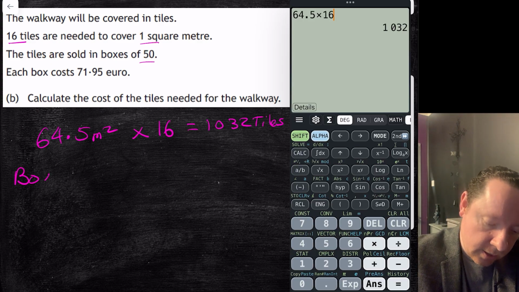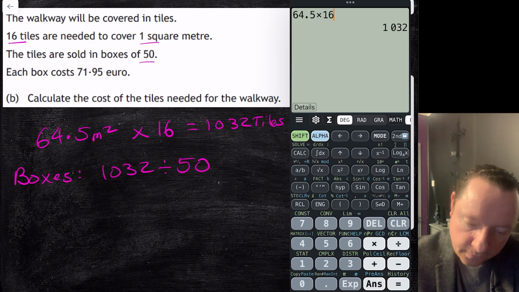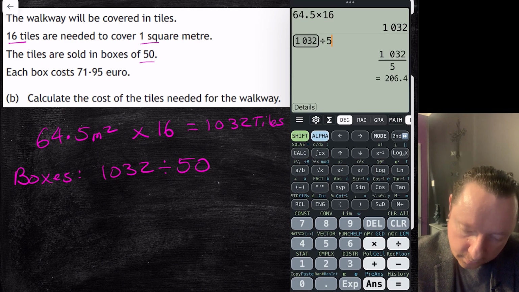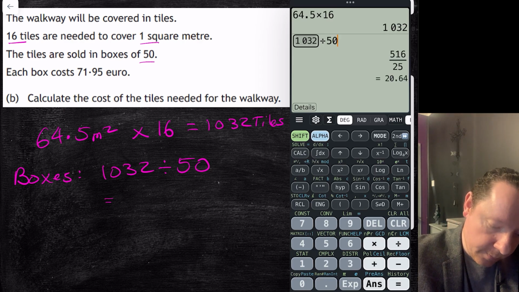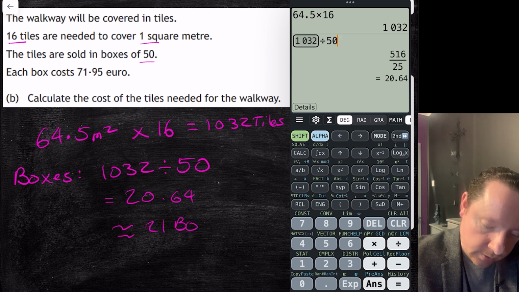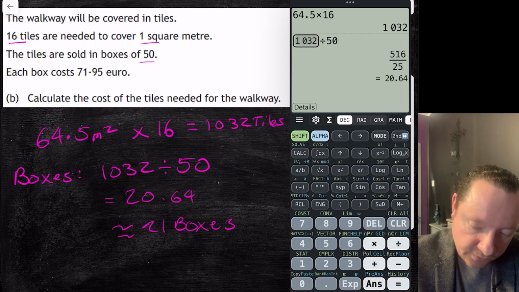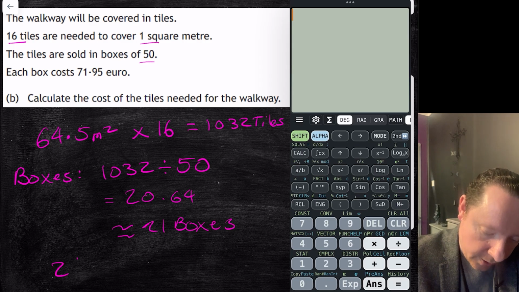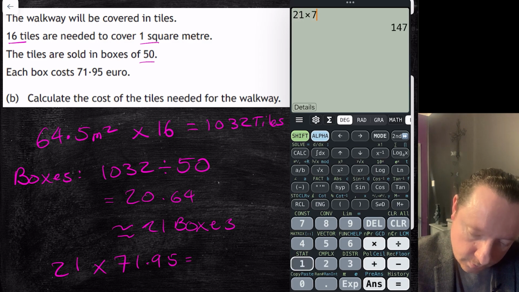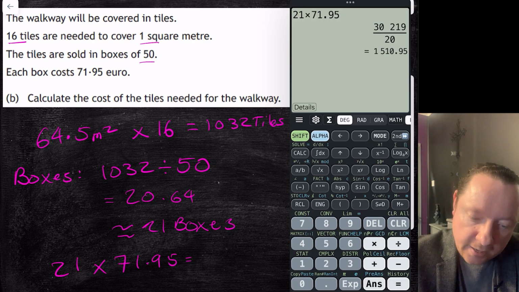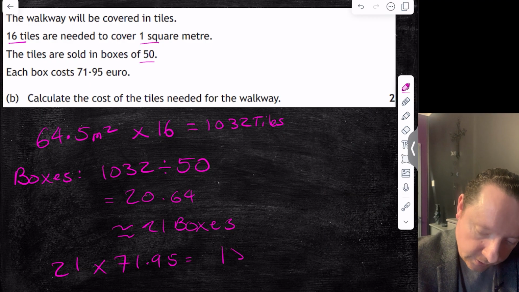So for the boxes, I need 1032 divided by 50. Well, that's 20.64. Well, you can't buy 0.64 of a box, so that equals 21 boxes. So I need to buy an extra one and just have some extra tiles. It says each box costs €71.95, so it's 21 times 71.95 to get a final answer of 1510.95. 1510.95, and this is euros, it says.